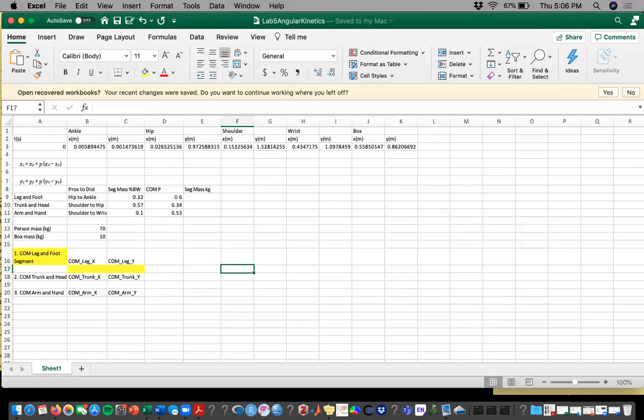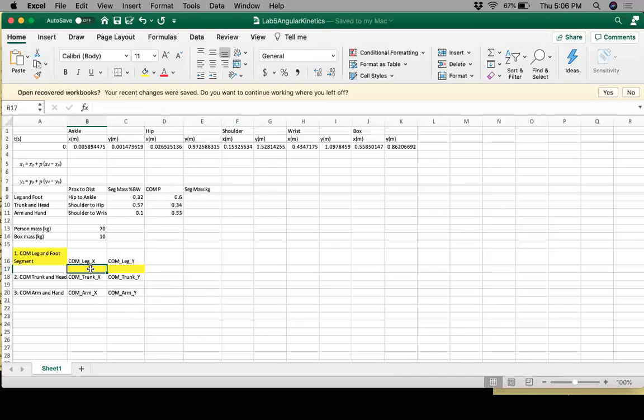So I am going to work down here for question 1. I'm finding the center of mass of the leg and foot segment, so the x coordinate. So x is going to be equal to my x proximal, so that's my hip x coordinate, plus open parenthesis, my p-value, which we know is 0.6 for the leg and foot segment, times the difference between the x distal, so that is my ankle x coordinate, and the x proximal. Good. I'm going to press enter, and I get my x coordinate value there.